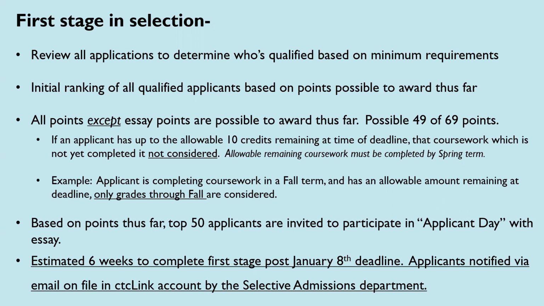Here's an example. If I'm an applicant and I'm completing my coursework in fall, but I also have an allowable amount remaining at the time of deadline, say Anatomy 1 and Anatomy 2, and I'm going to take those over winter and spring. Those winter and spring anatomy grades are not considered. Only grades through fall and prior are considered.